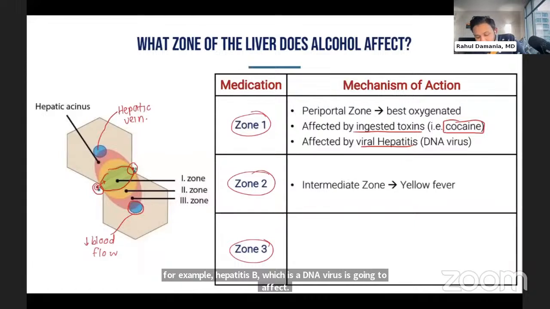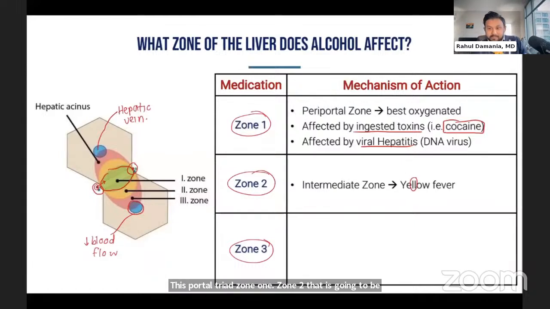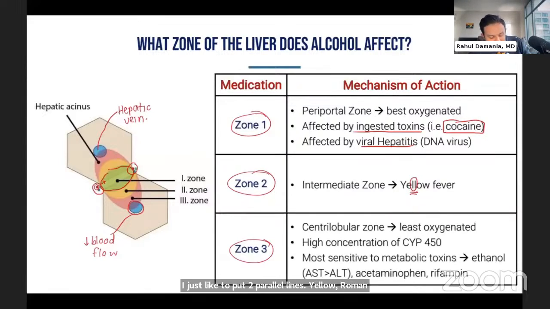Zone 2, that is going to be related to yellow fever. I just like to put 2 parallel lines, yellow, Roman numeral 2. And then zone 3, this is going to be the central lobular zone. This is going to be nearest to the hepatic vein. We already talked about how it's most susceptible to ischemia, but also recognize that this is where you have the highest concentration of CYP enzyme.